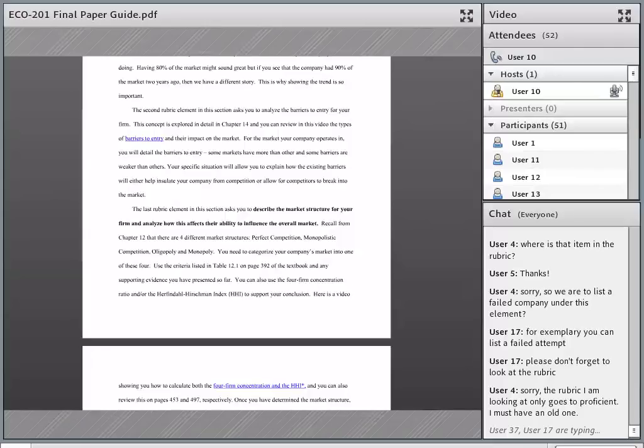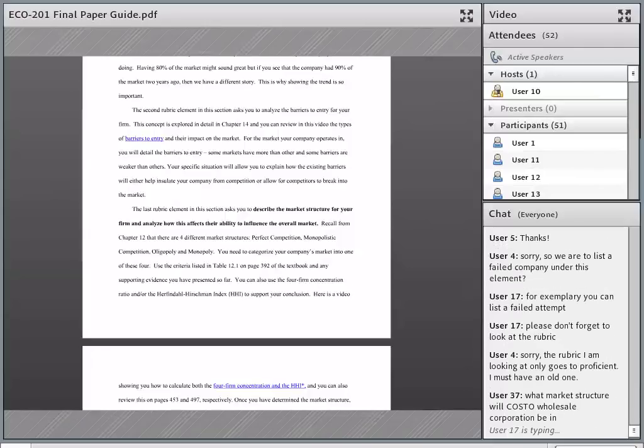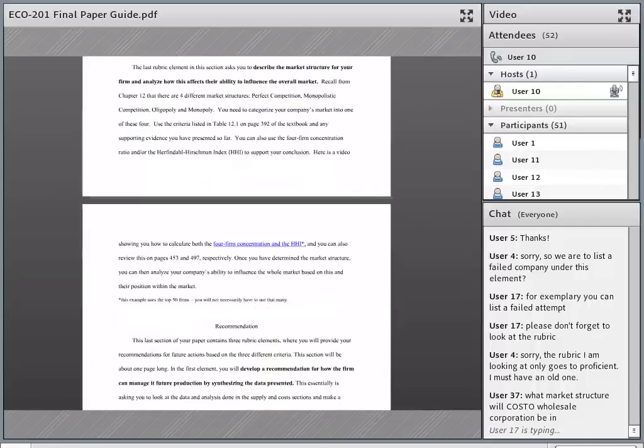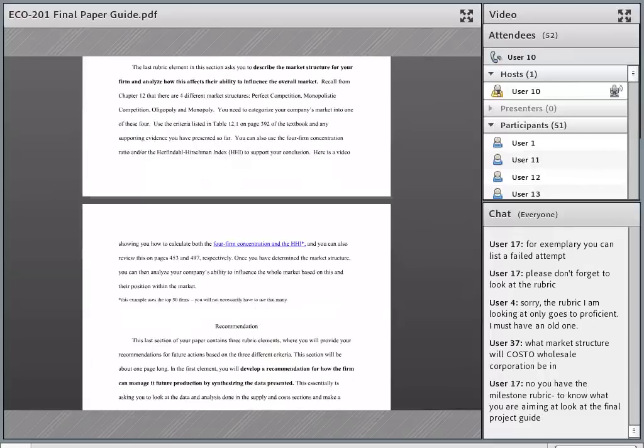Monopolistic competition, oligopoly, and monopoly, which we cover oligopoly and monopoly in a little bit more depth next week. But if you don't feel that your company fits into monopolistic competition, then you can read up a little bit more on oligopoly and monopoly and skip ahead and see if that's a better fit for you.